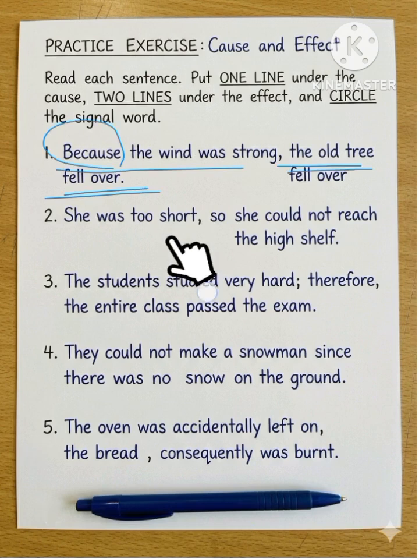Sentence number 2. She was too short, so she could not reach the high shelf. We have so. That means that this is the result or the effect. Two lines under the effect, one line under the cause, and circle the signal word.